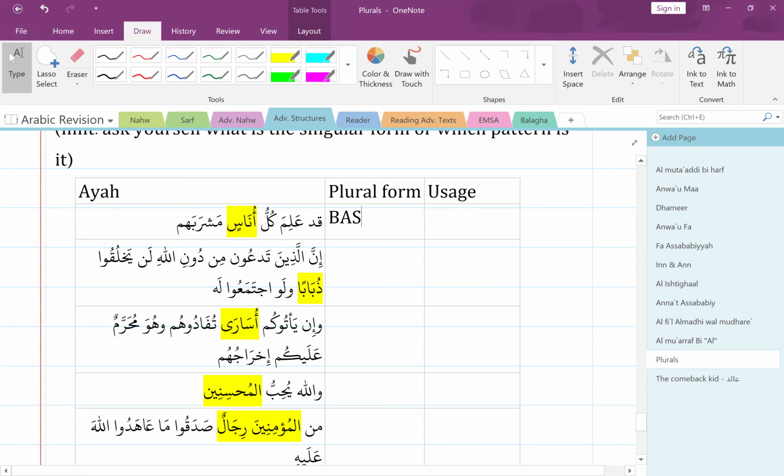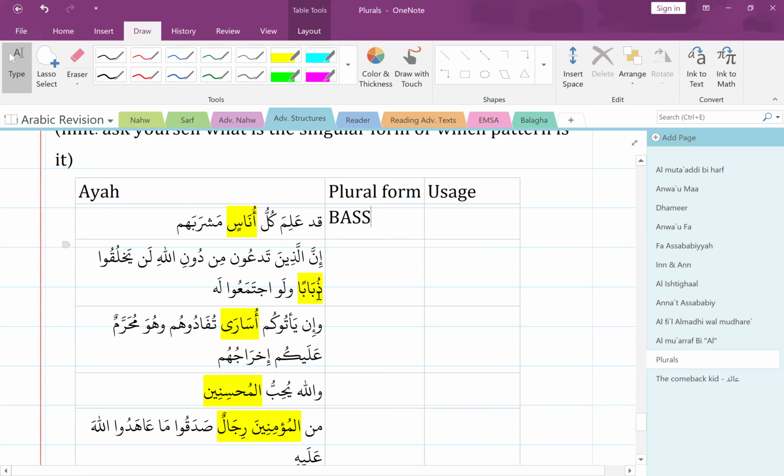So that's kind of like how you process some of this stuff. Okay. Then you have إن الذين تدعون من دون الله لن يخلقوا ذبابا ولو اجتمعوا له. So here, if I don't know what this word is, I can go to the meaning and ask what it means. Then I see it means flies. Okay, so this is flies.